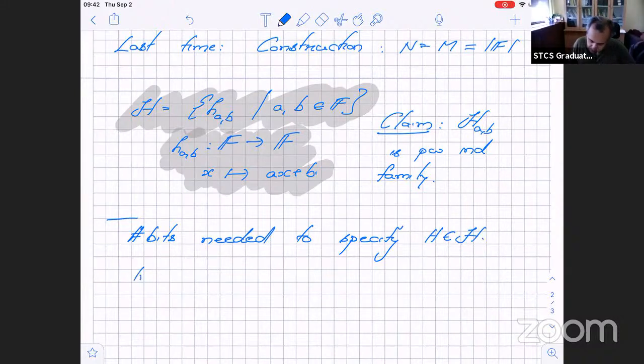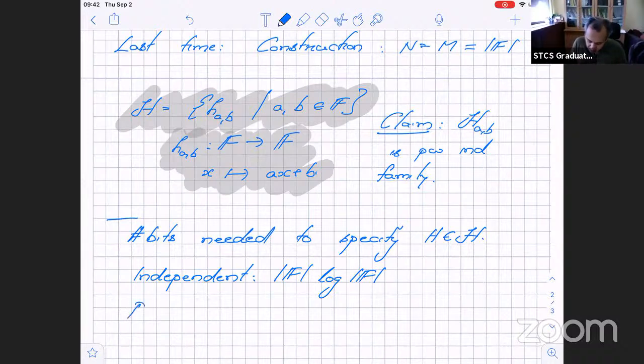Specify h. If you had picked a completely independent function, then you need to pick a field element for every single point in the domain. There are |F| points in the domain, and for each of them you need to pick a field element, which takes log |F| bits. This is the number of bits one would require to specify the function.